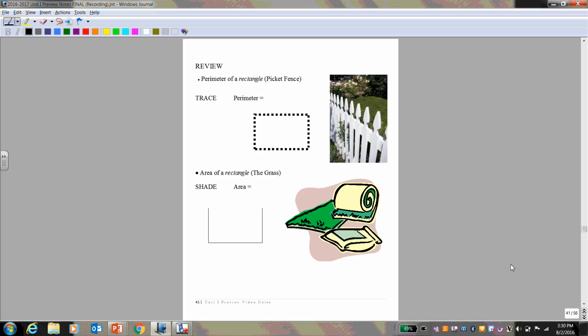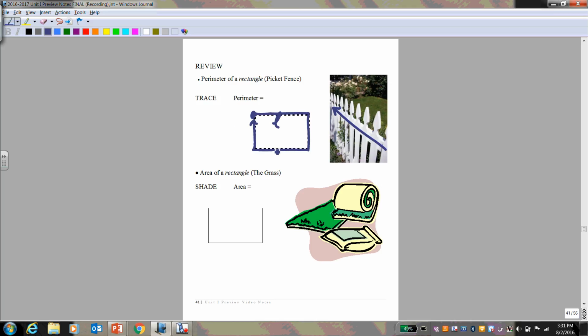The first concept is the difference between perimeter and area. So think of a fenced-in yard. Perimeter would be the picket fence itself, the actual fence. So perimeter, I'd like you to trace. Ready? Walk your pencil around. Physically trace it, go all the way around. Put a little arrow there to represent walking around.